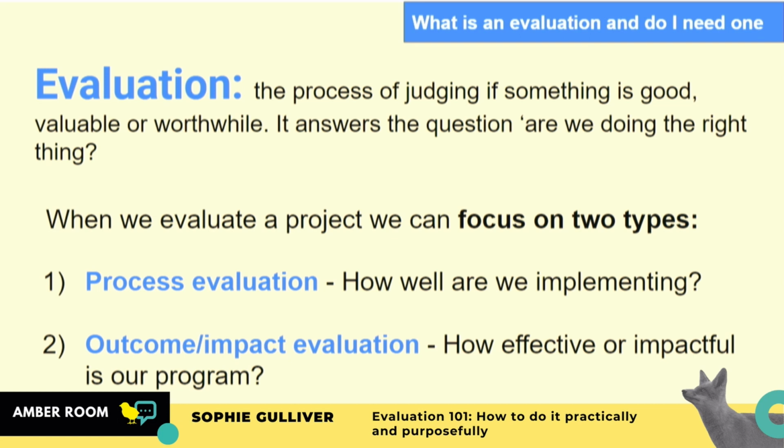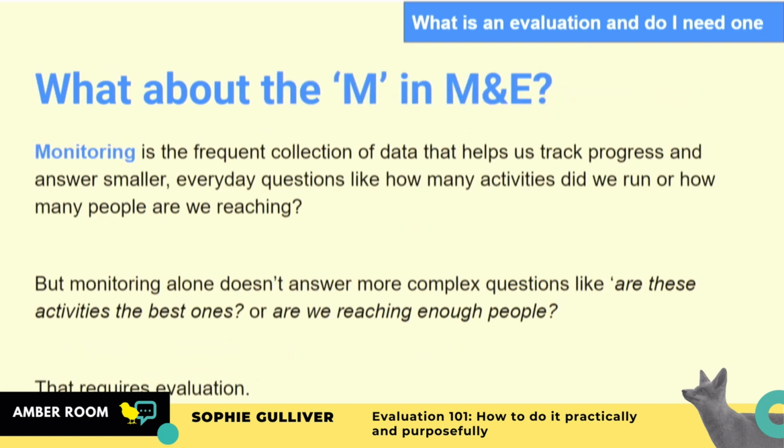So process evaluation is really important because you might have a really effective idea, but you implement it poorly, so it's not going to yield results. Process evaluation will tell you if you're implementing poorly. You might also have an ineffective idea that you execute really well. So outcome or impact evaluation is going to tell you that, because maybe you implemented great, but it's just not a great idea. So it's really important to have both of these elements.